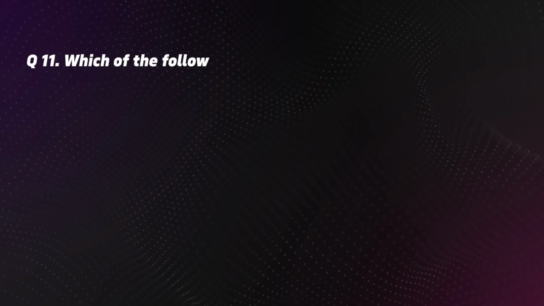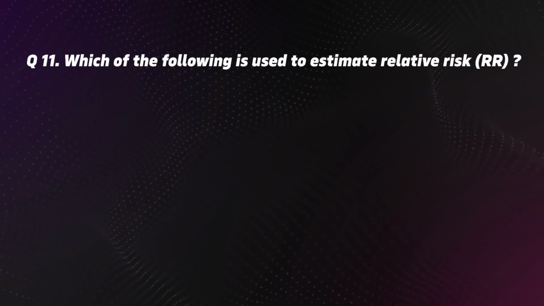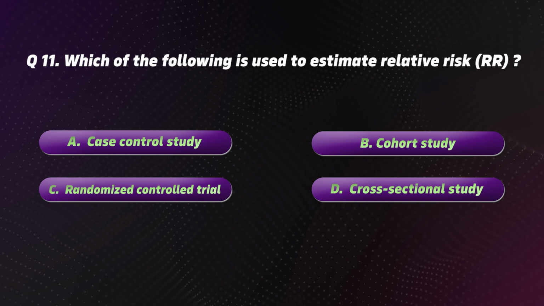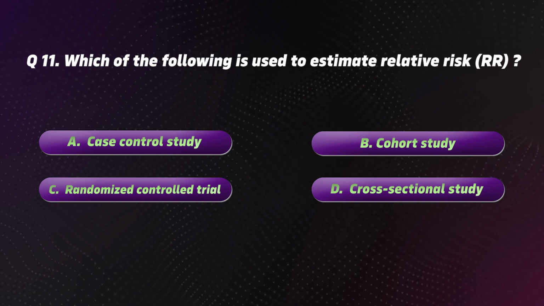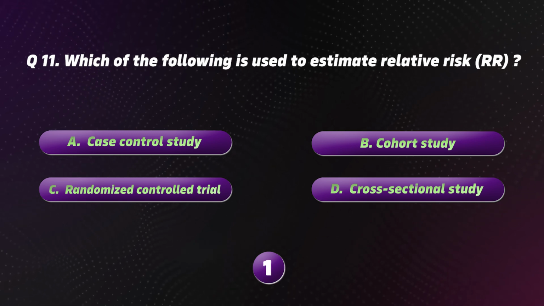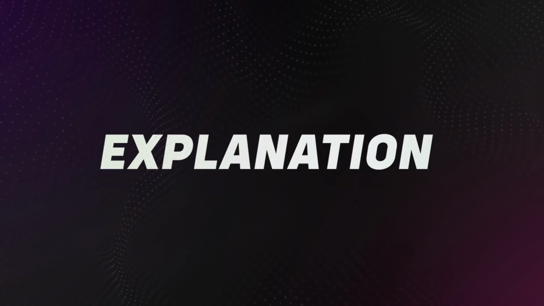Question 11. Which of the following is used to estimate relative risk, RR? Here are the options. A. Case control study. B. Cohort study. C. Randomized controlled trial. D. Cross-sectional study. And the correct option is B. Cohort study. Here is the explanation.